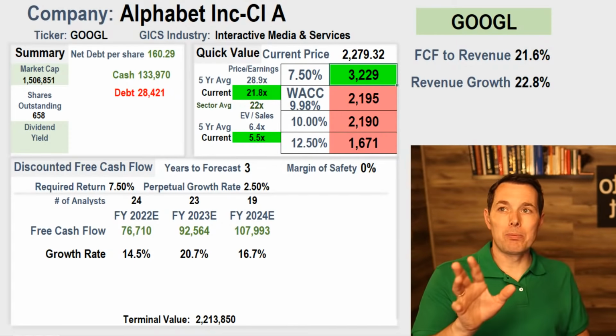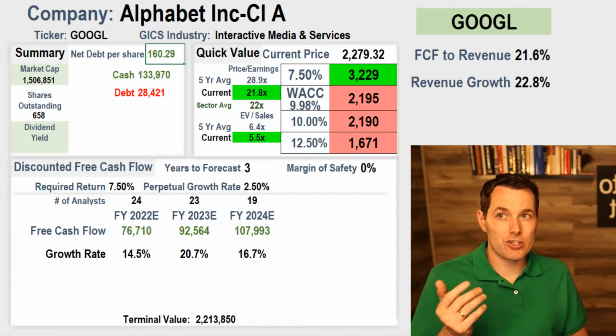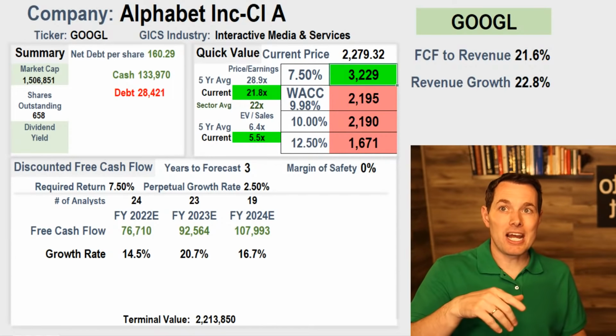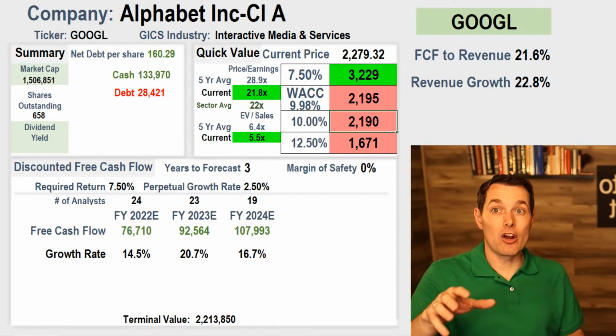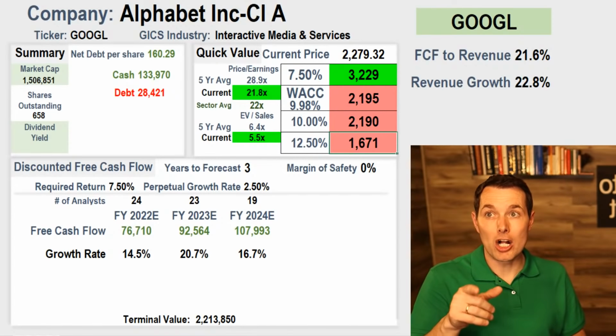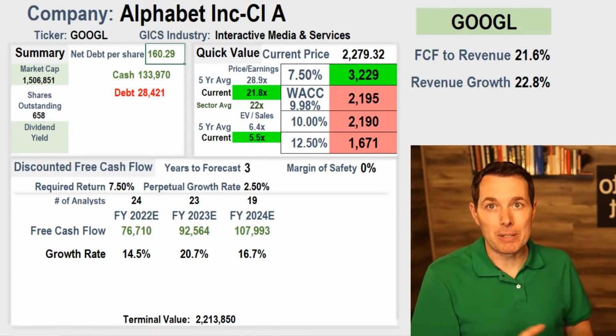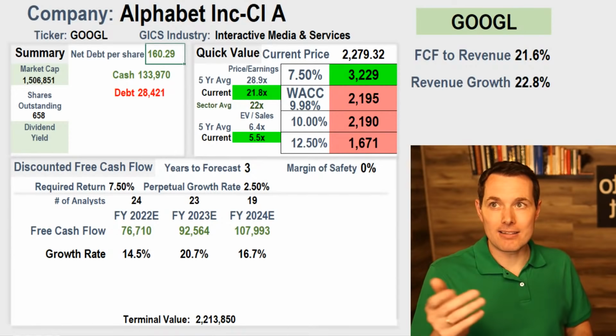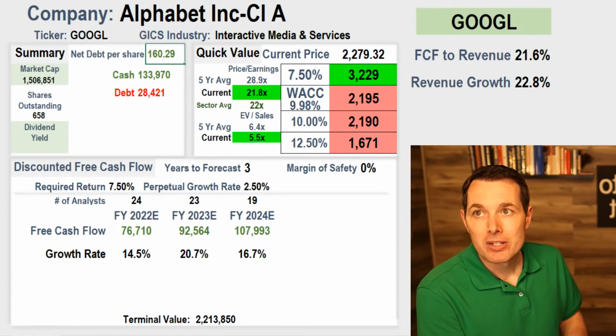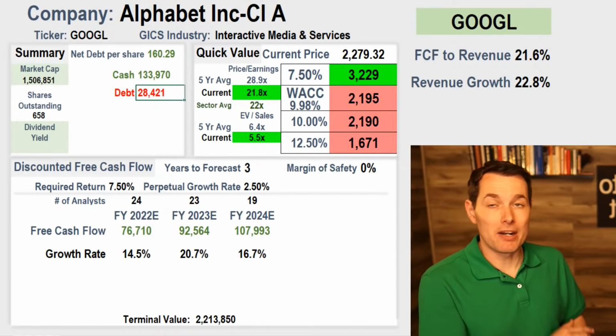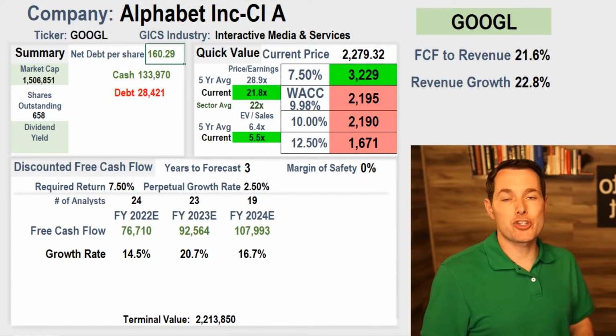And one thing I want to point out, this is another good example of the cash. These calculations are accounting for the $160 per share in cash that the company has. Net cash or net debt. So they have more cash than they have debt. If they paid off all their debt, they'd have $160 per share in cash.